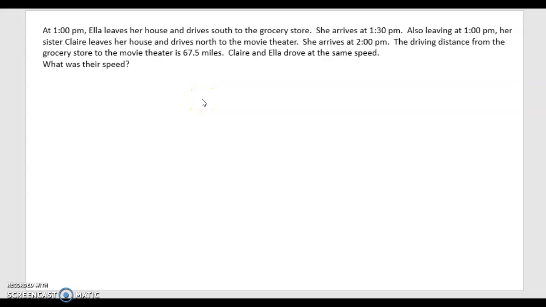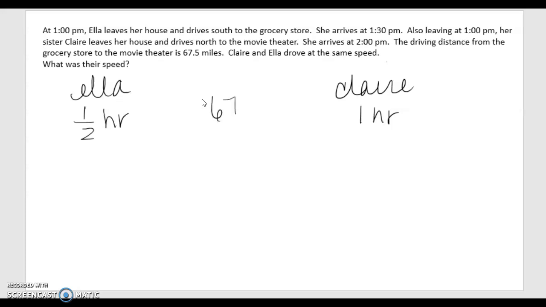For this problem, we have two scenarios. We have Ella, and then we have Claire. Ella is going to drive for half an hour. Claire also leaves at 1 o'clock, and she drives for 1 hour because she arrives at 2 p.m. And the total distance between the two of them is 67.5 miles. And we're looking for the speed.